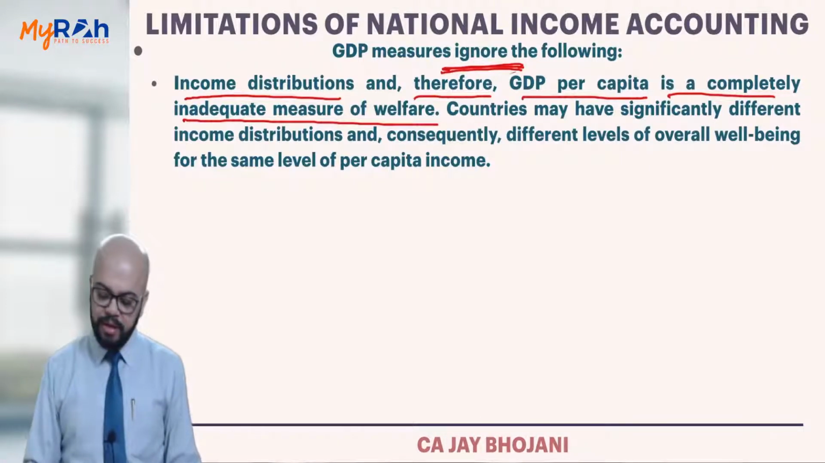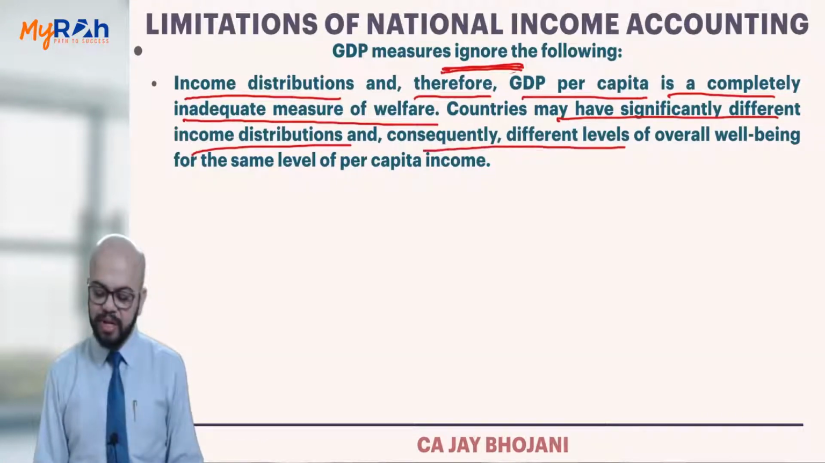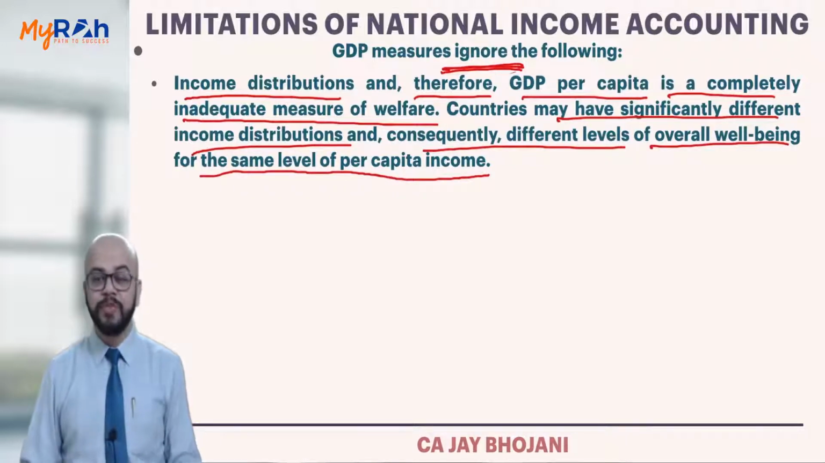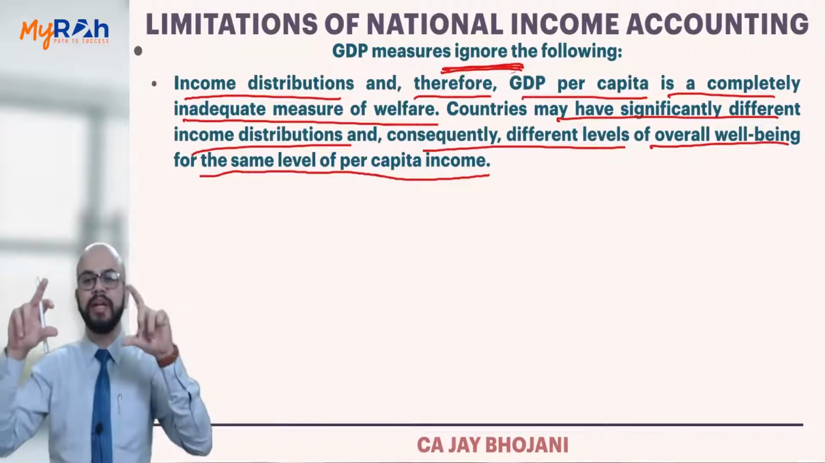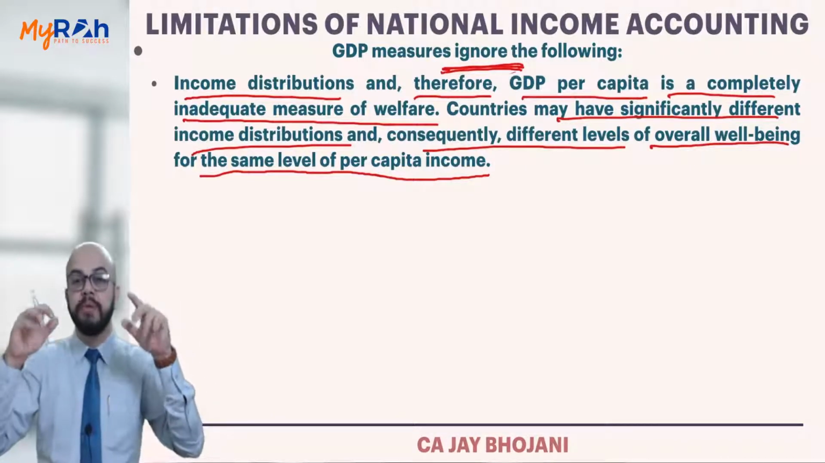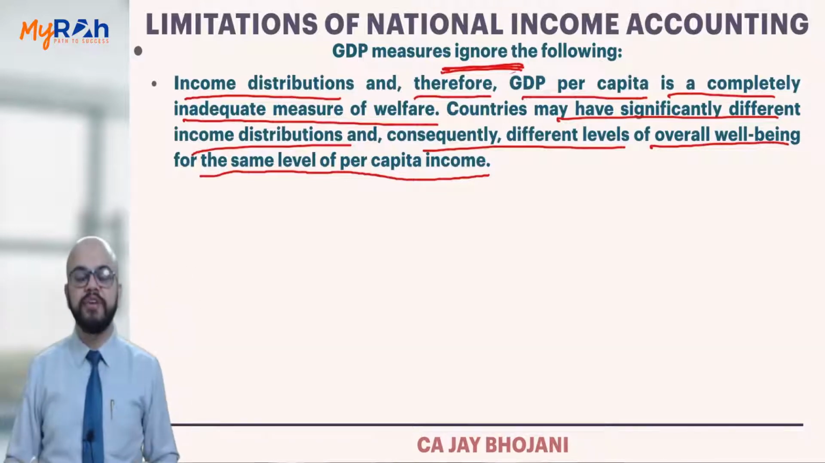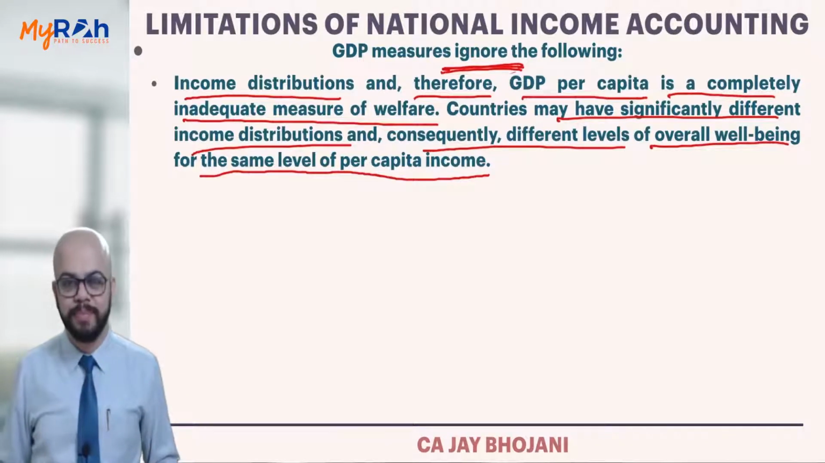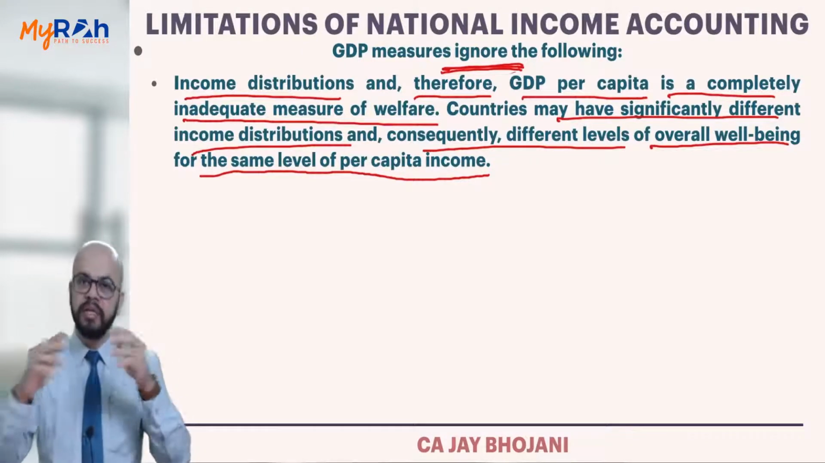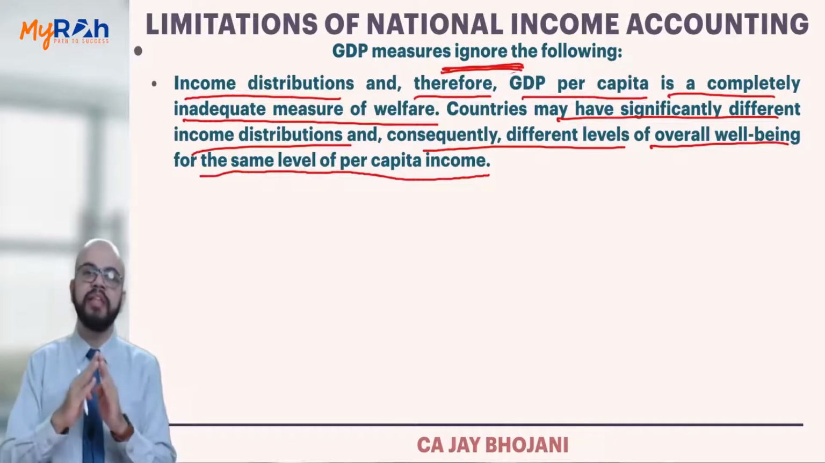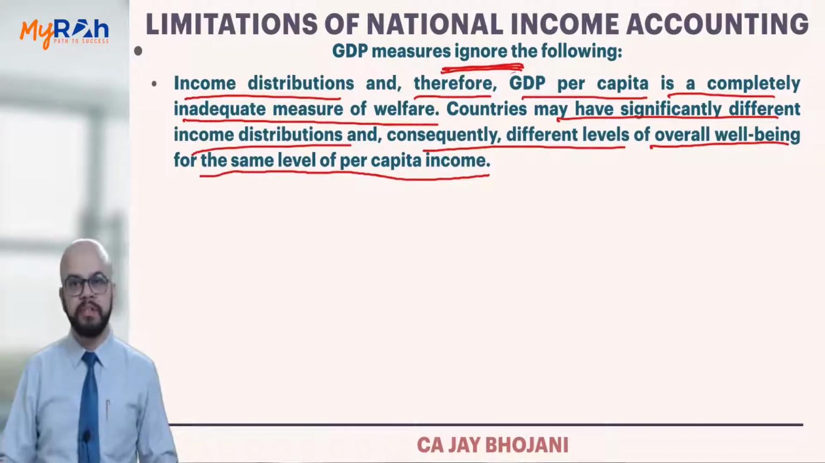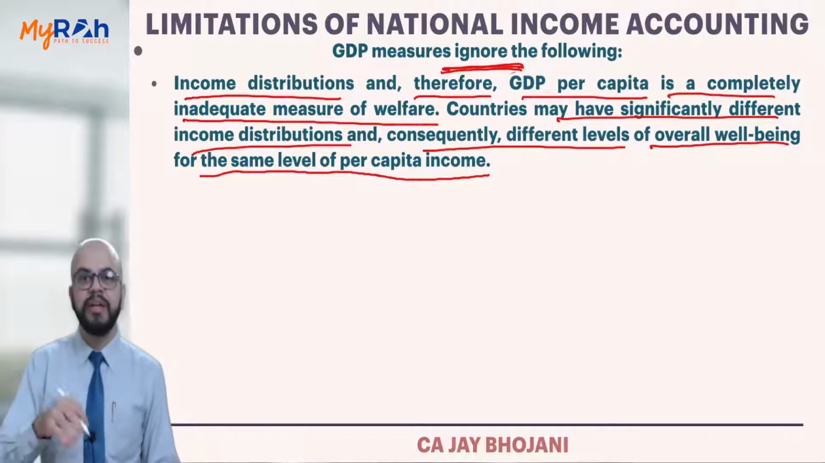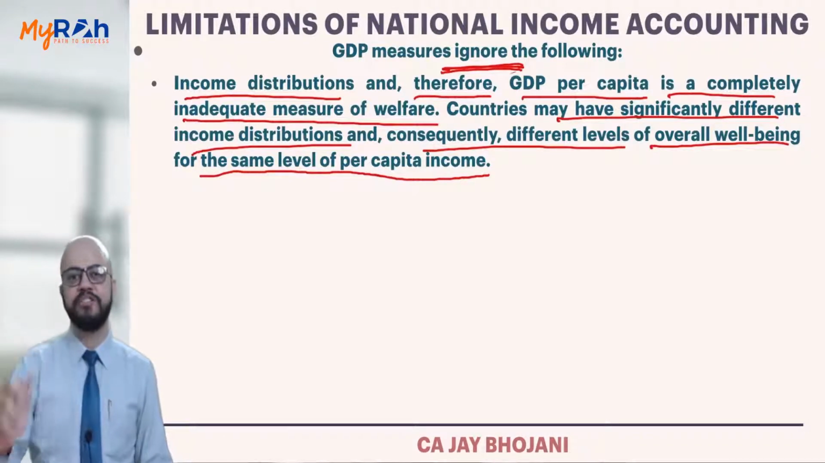Okay. The countries may have significantly different income distributions and consequently different levels of overall well-being for the same level of per capita income. So it's quite possible that two countries have the same per capita income, but the well-being of the people in both the countries is different only because the distribution of income in both the countries is different. So for the same per capita income, they can have different distributions of income, and therefore both the countries can have different levels of well-being. But this will not be considered anywhere while calculating GDP and per capita and national income and all that.